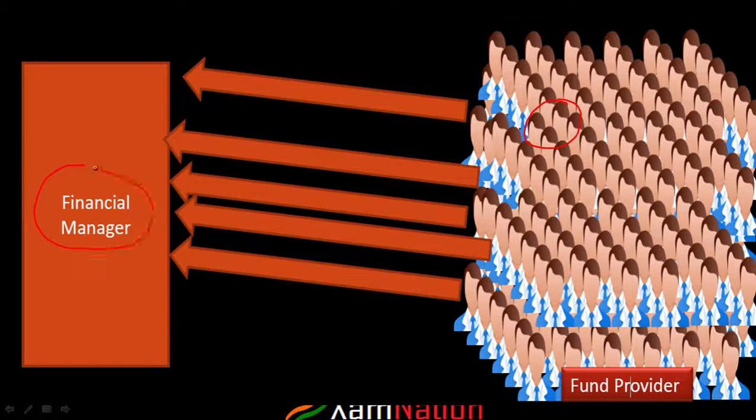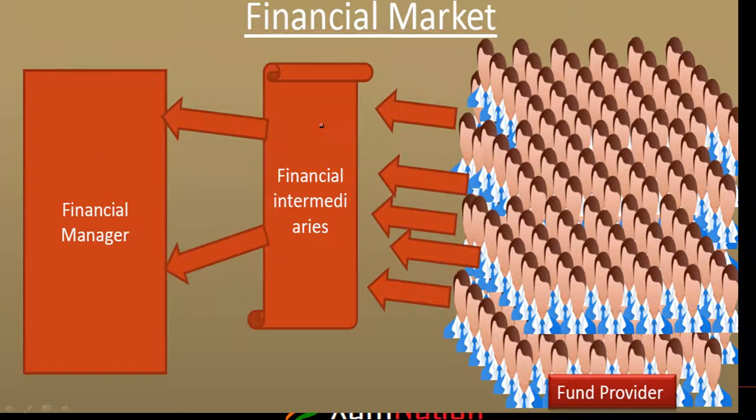Of course not directly. Let's take the example of Reliance. Reliance may have some financial manager, and he is getting his money from these savers, these fund providers, but not directly, indirectly. Now who comes in between? In between come the financial intermediaries. The financial intermediaries come in between the financial manager and the fund providers, and the fund providers give the money to the financial intermediaries, and the financial intermediaries give the money to the financial manager.